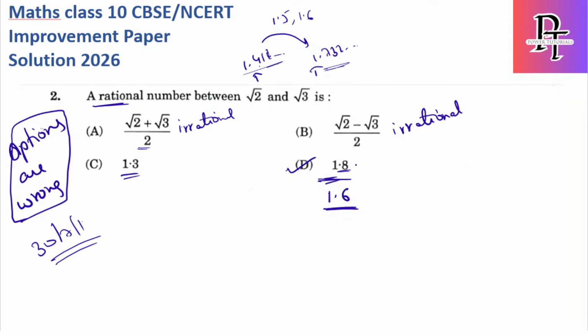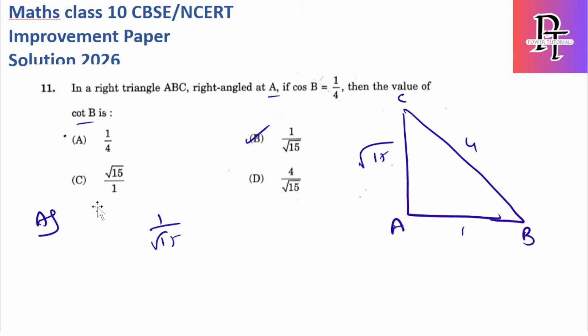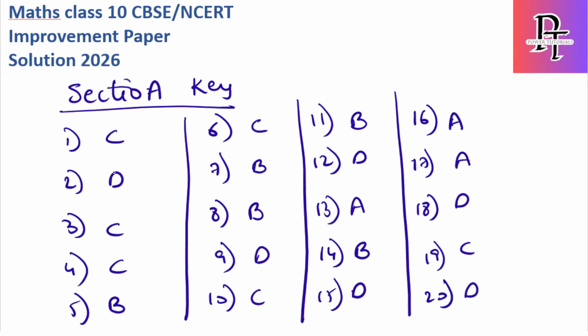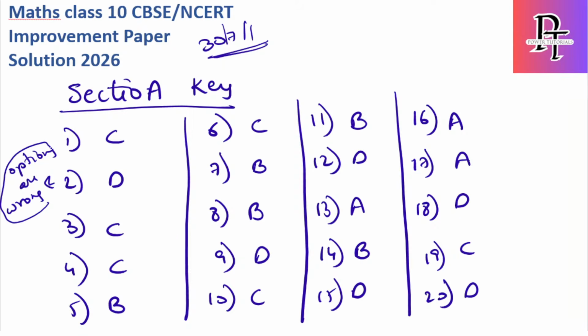So the closer value I have chosen is 1.8. Why? Because 1.6 should be the right option. Maybe they have misprinted this option. Okay, so for the second question the options are wrong. So in the key also I'll mention for the 30/7/1 set, second question options are wrong. The closest option I have chosen is D.